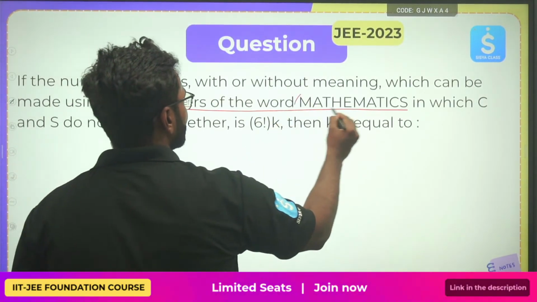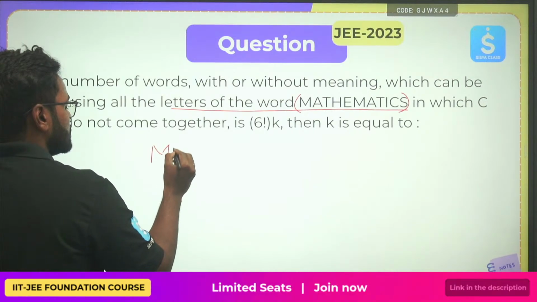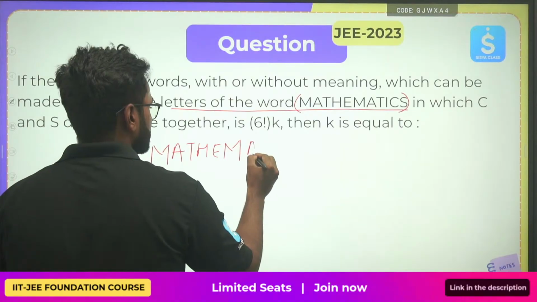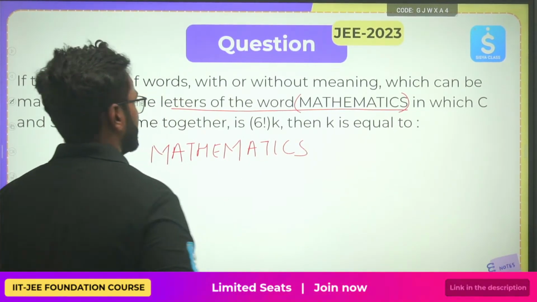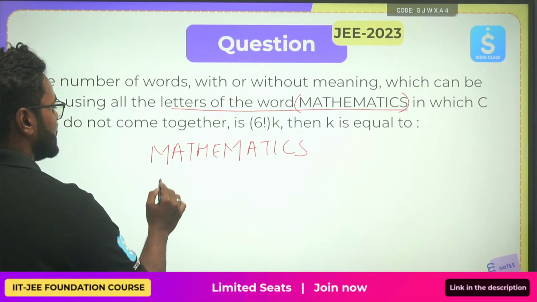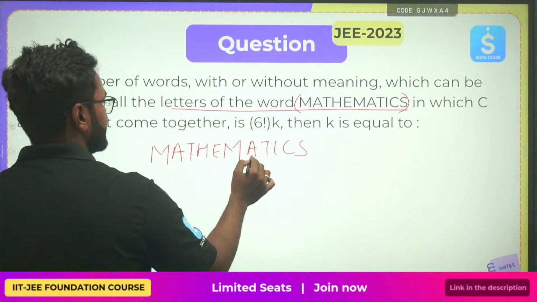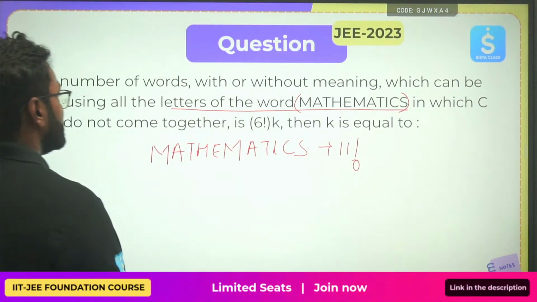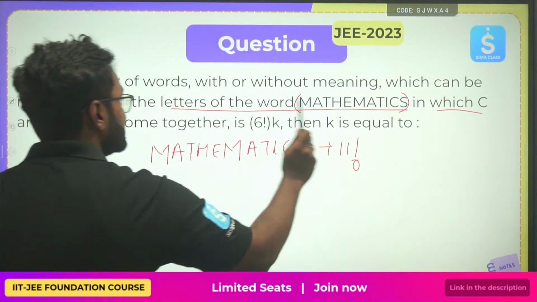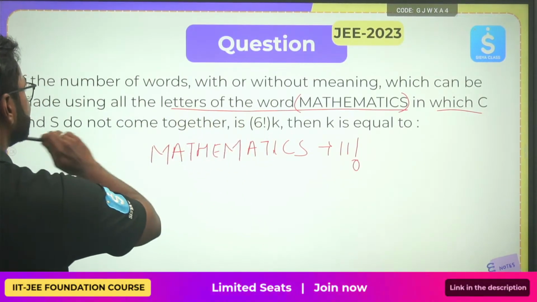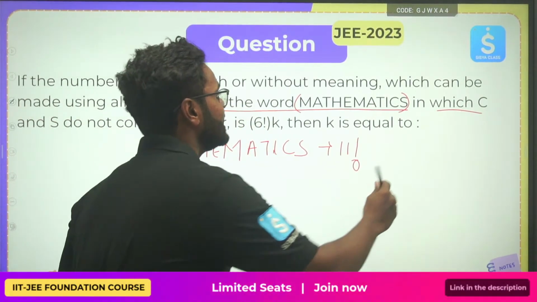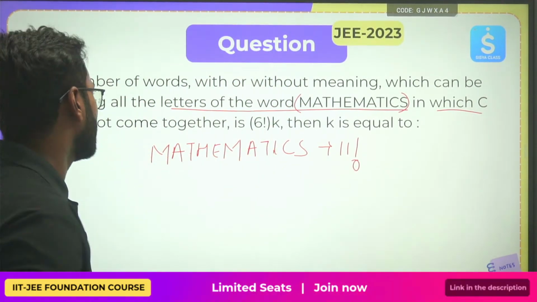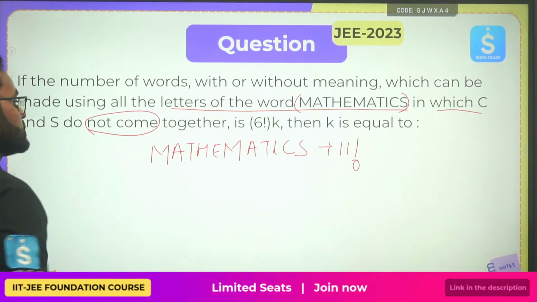How many ways can we write mathematics in? Mathematics. How many ways can we write this? 1, 2, 3, 4, 5, 6, 7, 8, 9, 10, 11. We can write this in 11 factorial ways. Now, if we subtract the ways in which C and S come together, then that would be the case where C and S won't come together, right? Total minus a part would give us the remaining answer that we want. Do not come together. Let's do this.